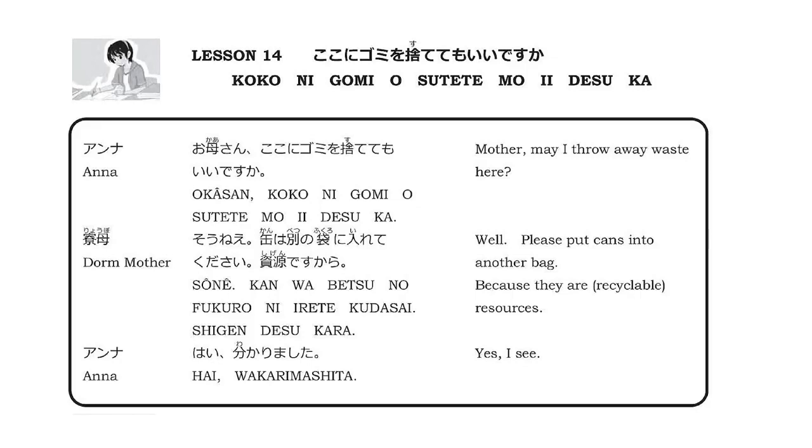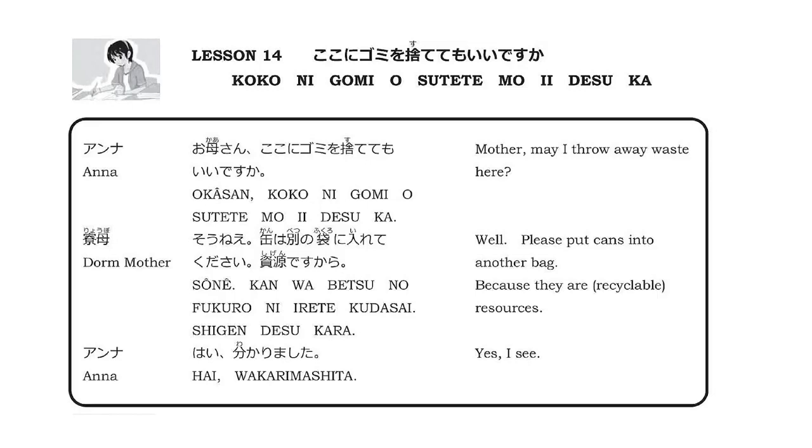Ni is a particle that indicates the end point of an action. 入れて is the te form of the verb 入れます, to put in. If you say the te form of this verb and ください please together, you're making a request, so 入れてください means please put in.